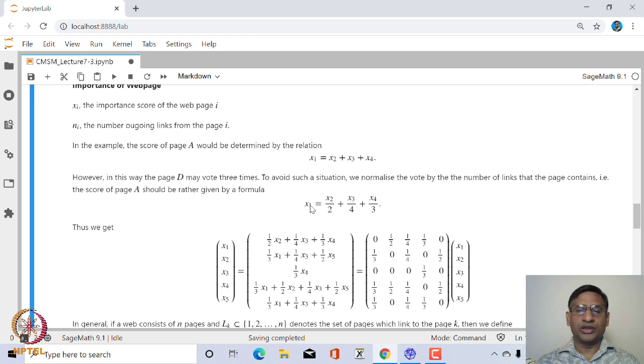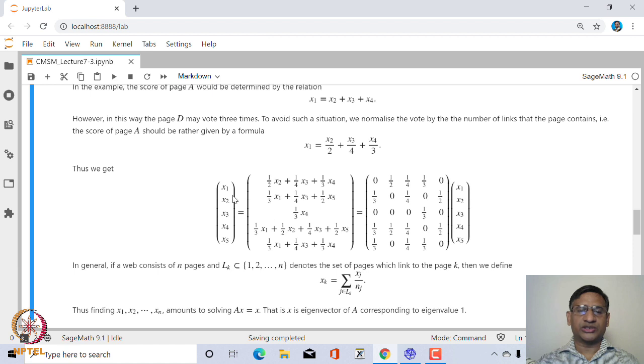Similarly you can find this relation for the second node, B. For B you will get x2 is equal to 1 by 3 x1 plus 1 by 4 x3 plus 1 by 2 x5. Then x3 is equal to 1 by 3 x4, and x4 and x5 will be like this. Therefore this set of equations reduces to a matrix times the vector x1, x2, x3, x4, x5, so the equations are written as the linear equation Ax equals x.